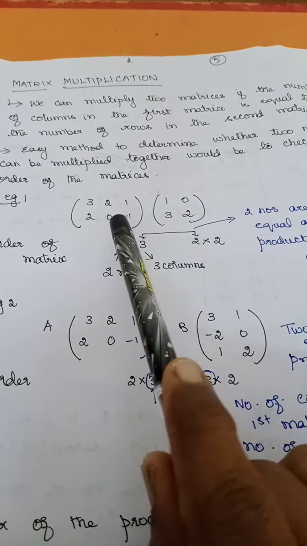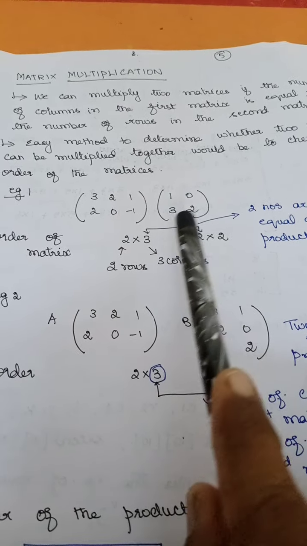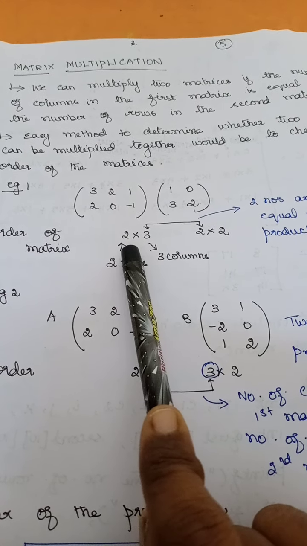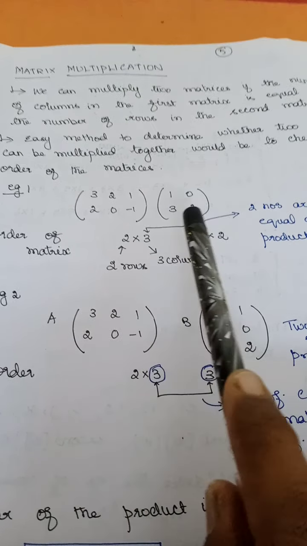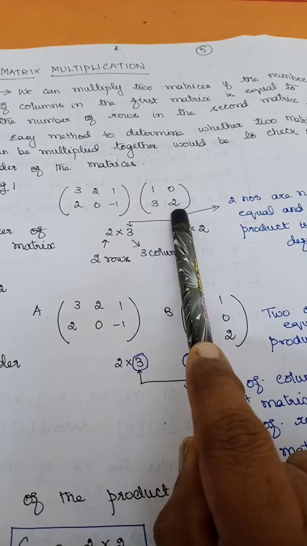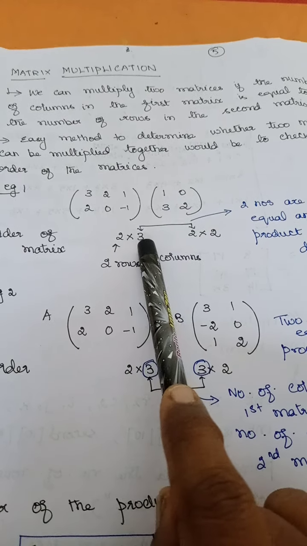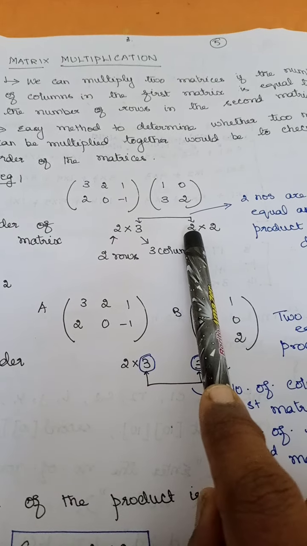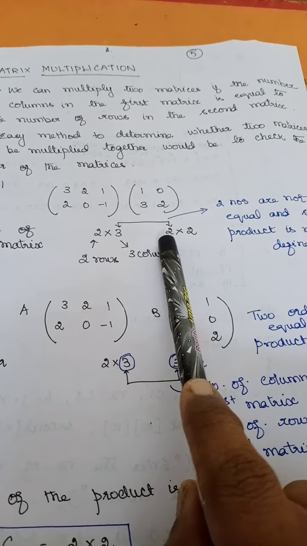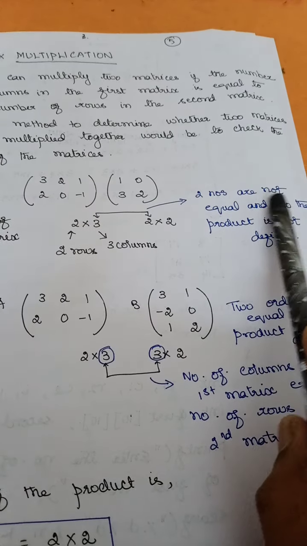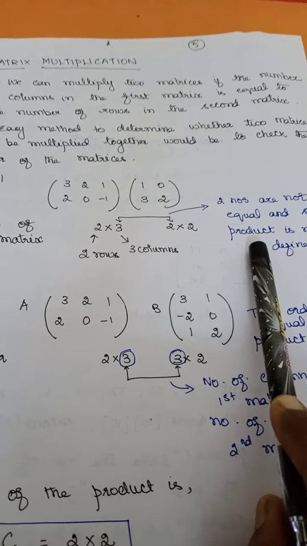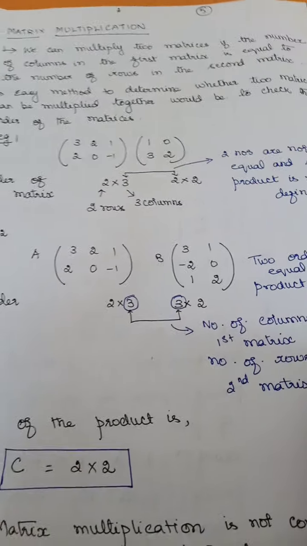So if I want to perform the multiplication, then I need to check that the columns of my first matrix should be equal to the rows of my second matrix, right? This is the first matrix, this is the second matrix. So here this is the column. The column should be equal to the row of the second matrix. But now when you check, here I have 3 columns, but here I have 2 rows. So 2 is not equal to 3. So you cannot do the multiplication. Matrix multiplication is not possible, right?